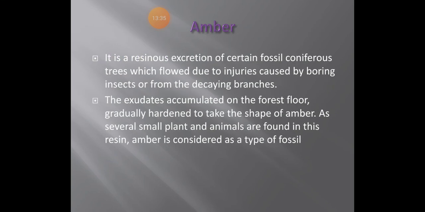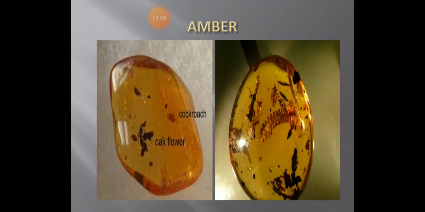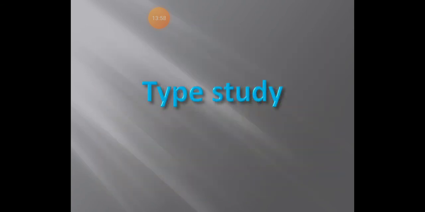Next one is amber. Resins or some plant materials help in the ambering process. What happens is that some of the insects or some plant parts get trapped inside the amber or the resins, and they will be completely preserved through the fossilization process. That is called the amber process. So this is the amber.